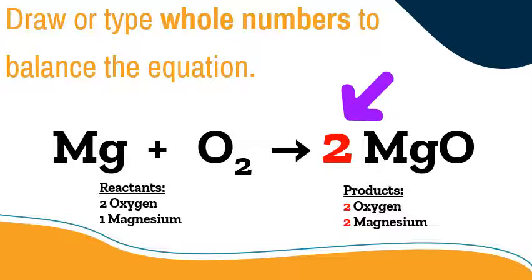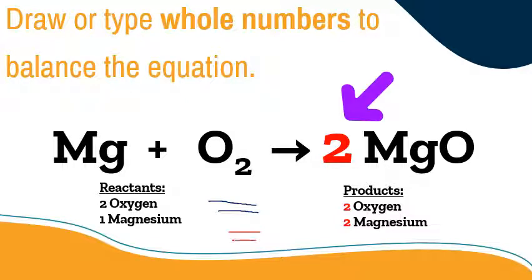To start balancing this equation, we'll add a coefficient, the 2, before magnesium oxide. This changes not only the number of moles of oxygen, but also the number of moles of magnesium, because the 2 is in front of the entire magnesium oxide compound. So yes, we have successfully matched our oxygen with oxygen, 2 moles of each on the reactants and products, but now our magnesium does not match.